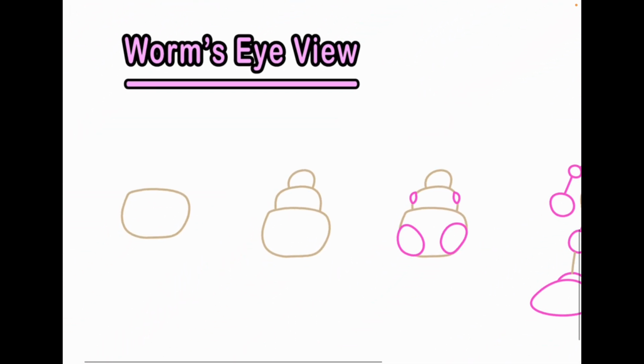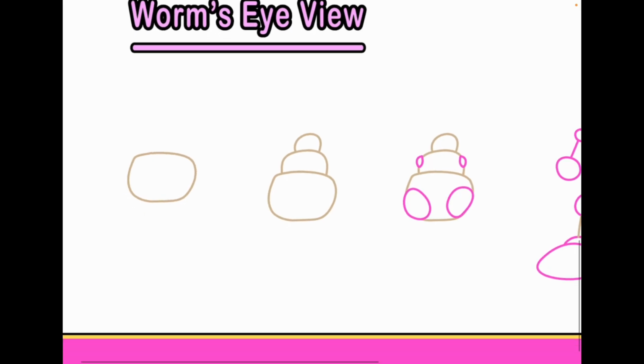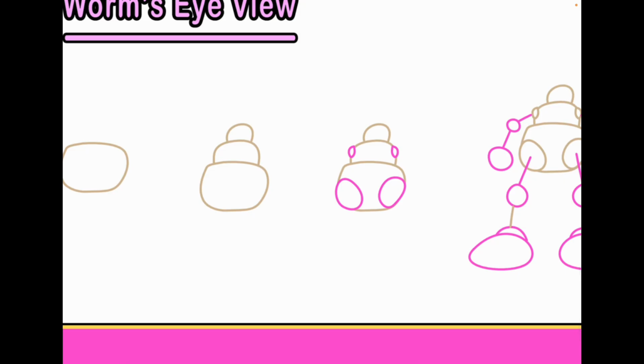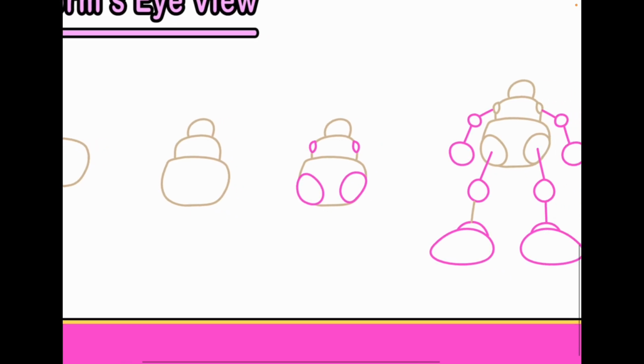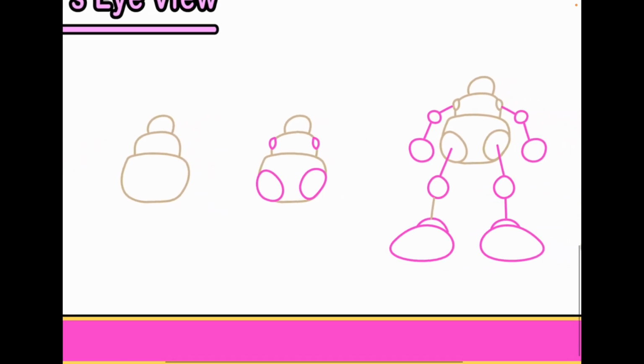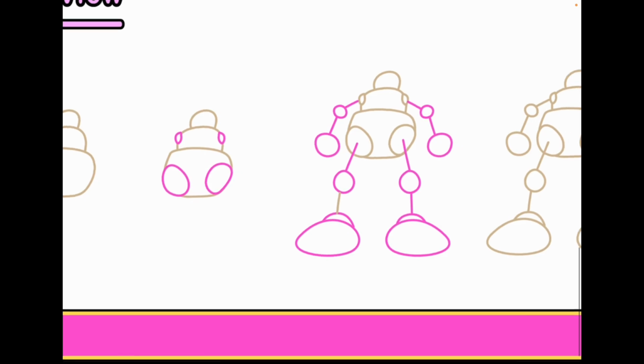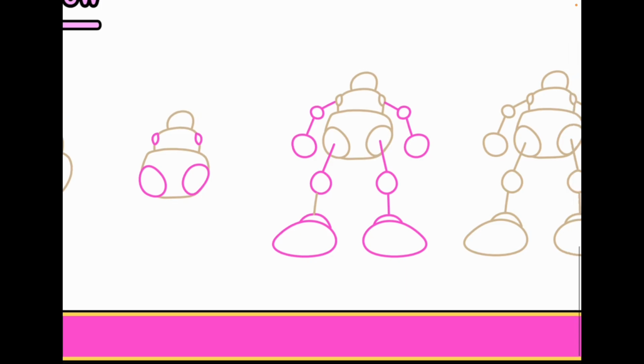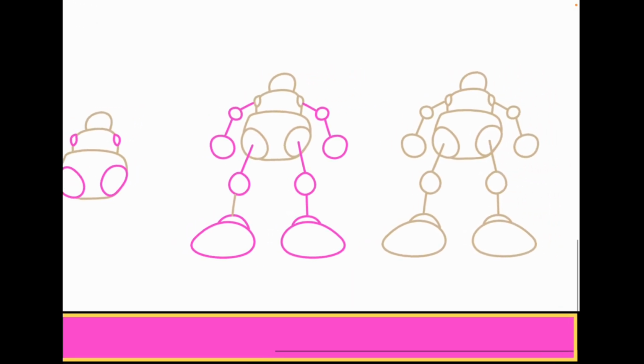Okay, and now the worm's eye view. Because you're looking up, the pelvis would be the first thing you see, and then the torso would be behind the pelvis, and then the head would be behind that. And the same thing. I added segments of where the arms and legs would stick out.